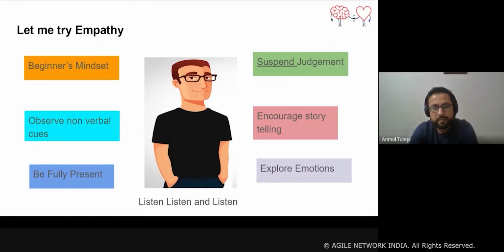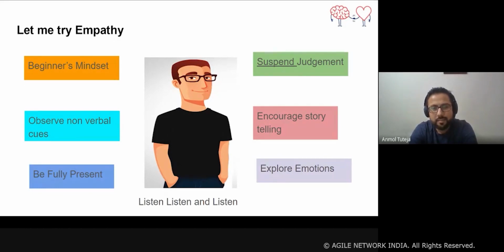Suspend judgment. This is quite important. So I'm not saying we don't have to judge, because we'll have to judge eventually when we're trying to solve a problem for the user. But when we are in the space with the user going through his problems, we need to suspend judgment at that point in time. It might be difficult because as humans, we are always judging situations, things that are coming up. But when we have to practice empathy, we need to suspend judgment for that point.